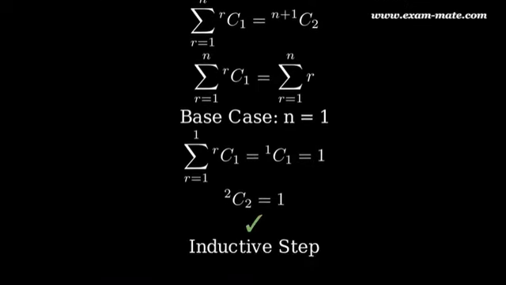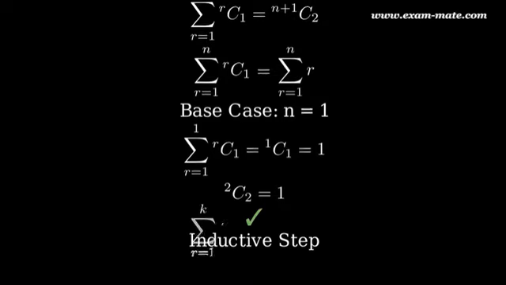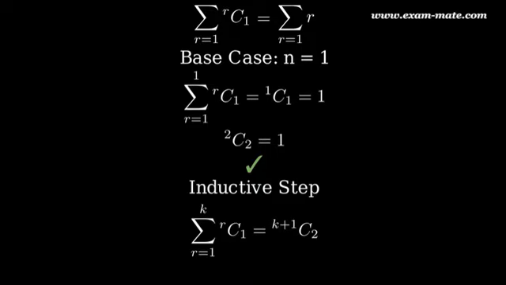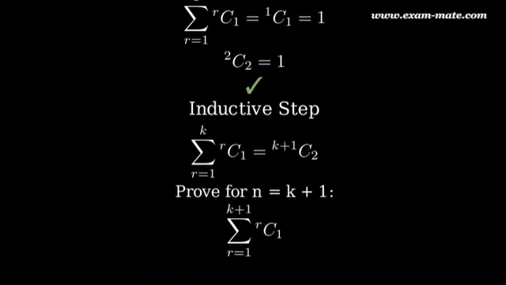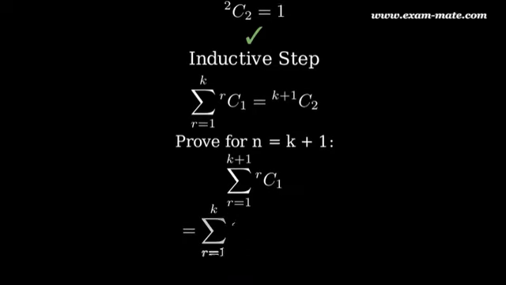Now for the inductive step, we assume the statement is true for n equals k, meaning the sum from r equals 1 to k of r choose 1 equals k plus 1 choose 2. We need to prove it's true for n equals k plus 1. The left side becomes the sum from r equals 1 to k plus 1 of r choose 1. We can split this into 2 parts.